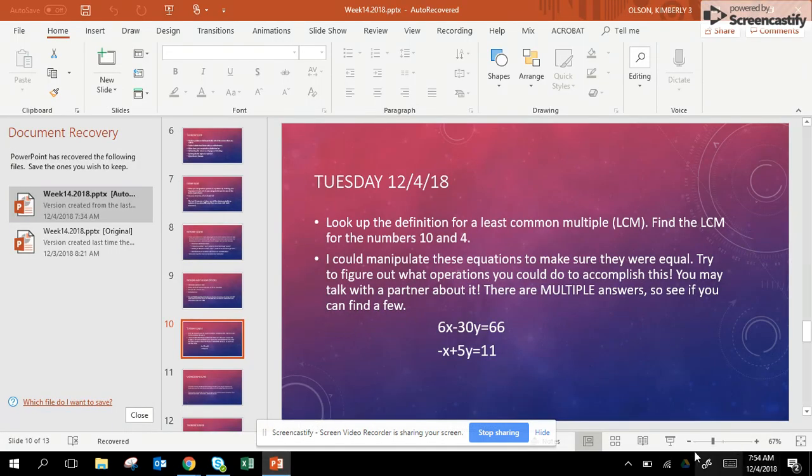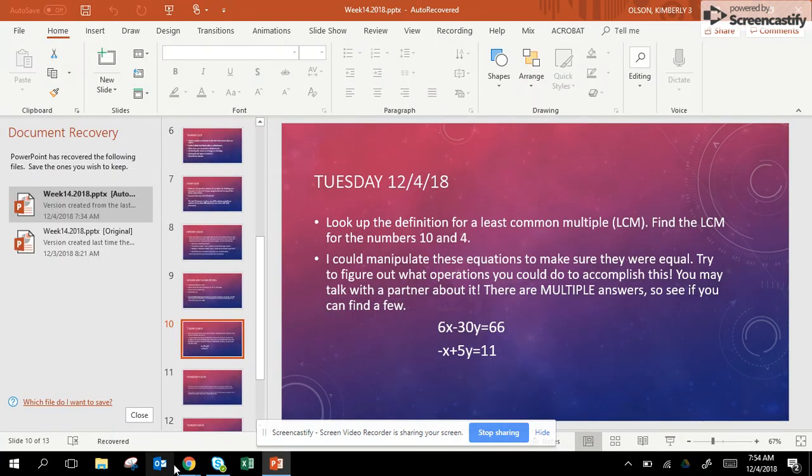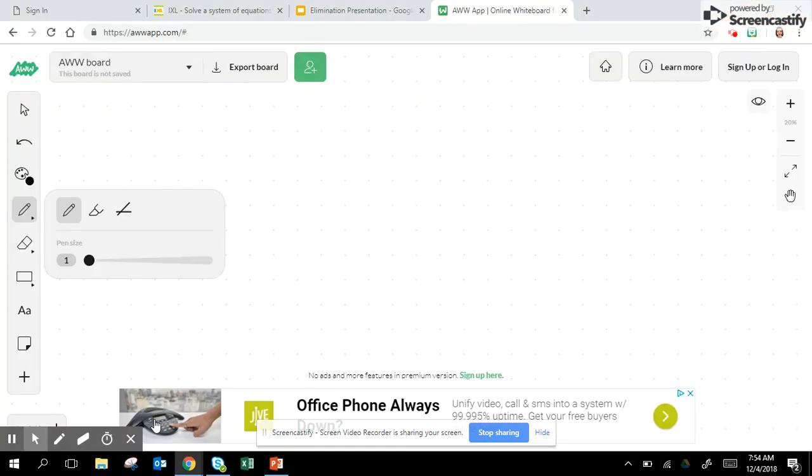When you walked in, this is actually the slide that I had made for you. So I want you to take a minute and pause and go find what a least common multiple is if you don't remember. I think you learned it in sixth grade, maybe fifth grade. It's been a little while. So please go find what least common multiple is, come back. When you found that out, find the least common multiple for 10 and 4. What's the least common multiple for 10 and 4? And we're going to talk about that.